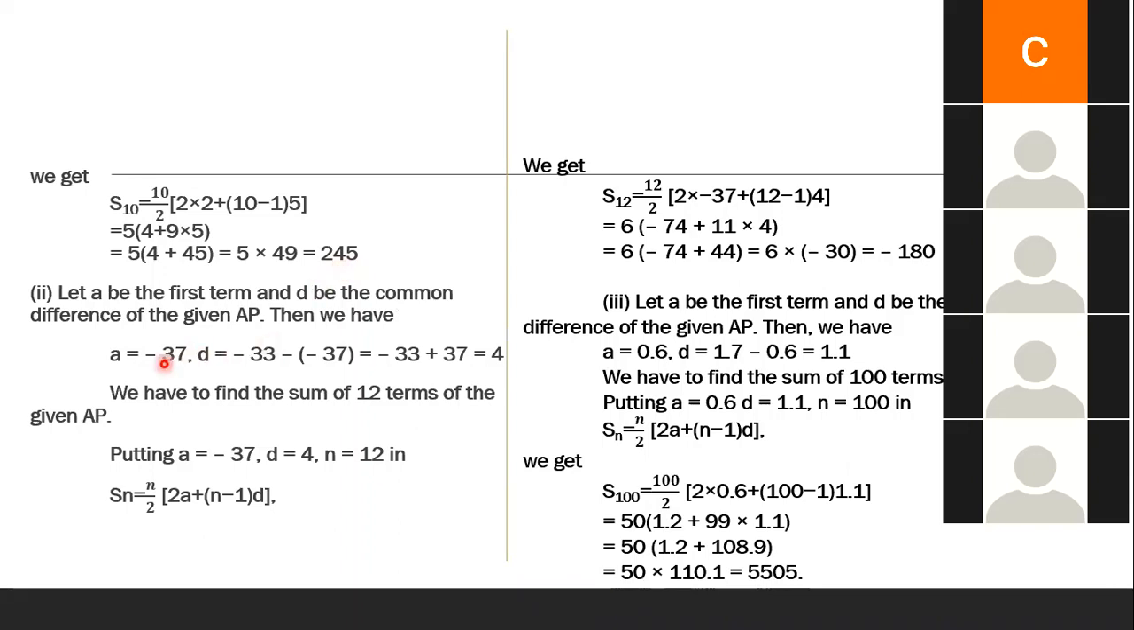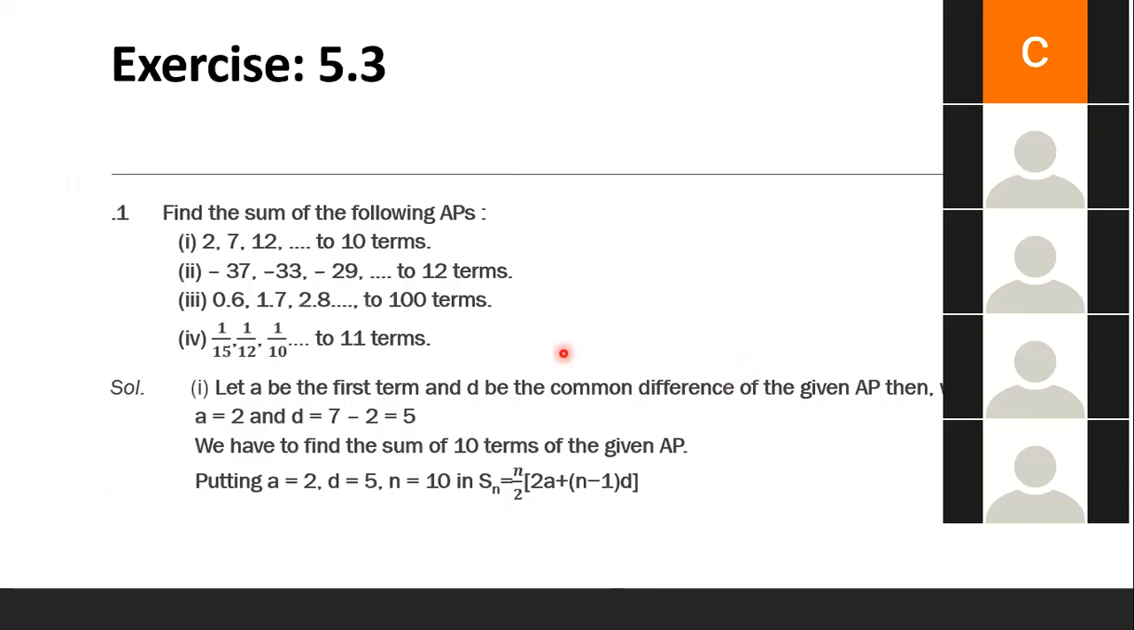Second question. A value minus 37. D value: minus 33 minus of minus 37 is plus 37, so it is 4. D value 4. A value minus 37, D value 4, and N value 12. Am I clear, children? Yes, ma'am.